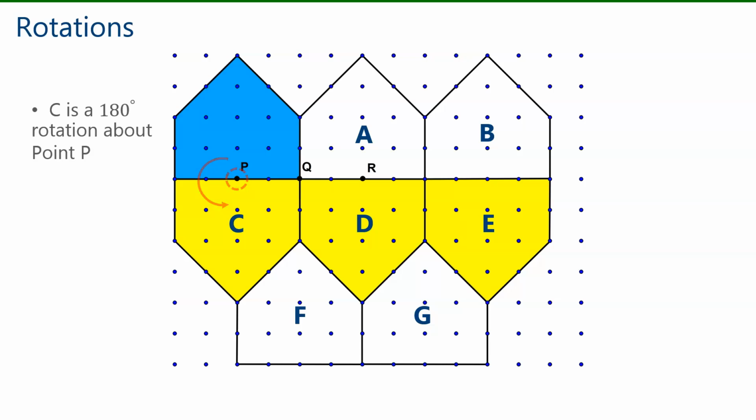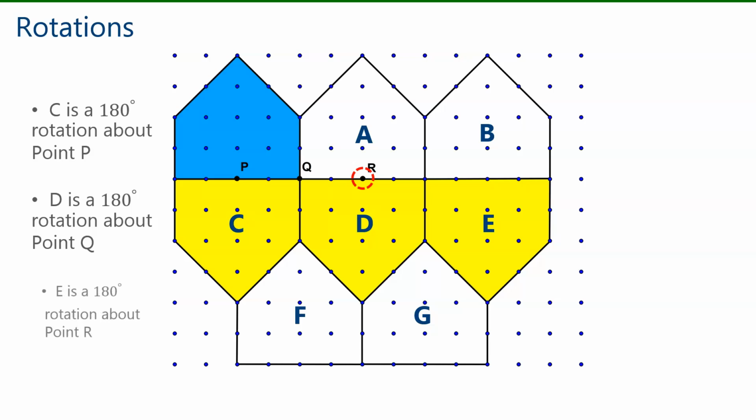In order to get shape D, we would rotate again, but this time we would rotate it 180 degrees about point Q as shown. So D is a 180 degree rotation about point Q. Finally, in order to get shape E, we simply change the point of rotation to R, and we would rotate it 180 degrees once again.